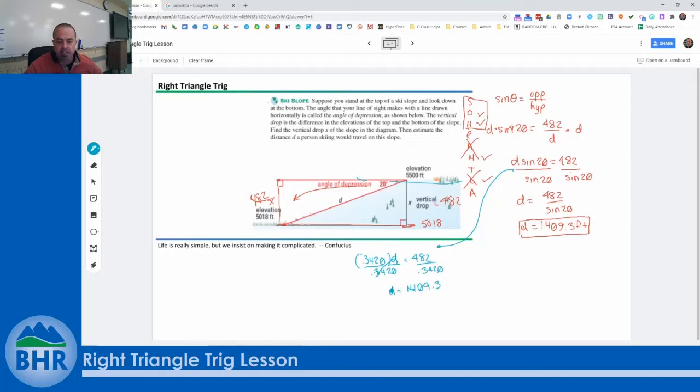1409.3. Same answer. But more importantly, what I want to point out to you is that notice what happened. The D and the number just switched places, right? Look right here. The D and the sine switch places. So whenever I have a problem with the variable in the denominator, I can just switch it with whatever's opposite the equal sign. Okay?